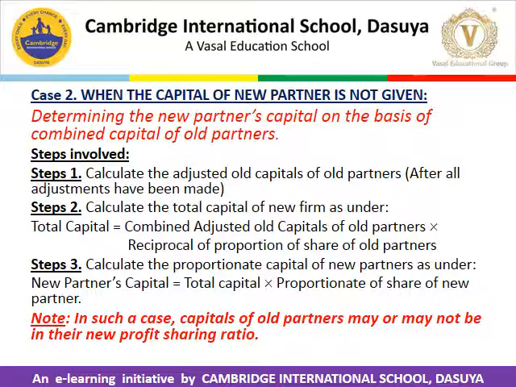Step number 3, calculation of proportionate capital of the new partner. The new partner's capital will be calculated with the help of total capital, which we would calculate in step number 2. So total capital of the new firm multiplied by the proportionate share of the new partner. Most important note, in such a case, capitals of old partners may or may not be in their profit sharing ratio.